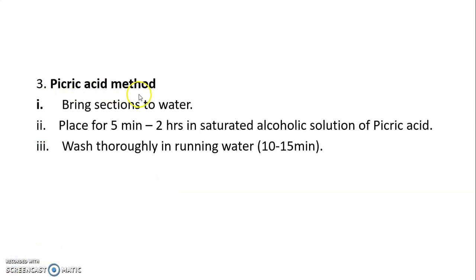Third method of removal of formalin pigment is the picric acid method. Bring the sections to the water. Place for 5 minutes to 2 hours in saturated alcoholic solution of picric acid. Then wash thoroughly in running water for 10 to 15 minutes.